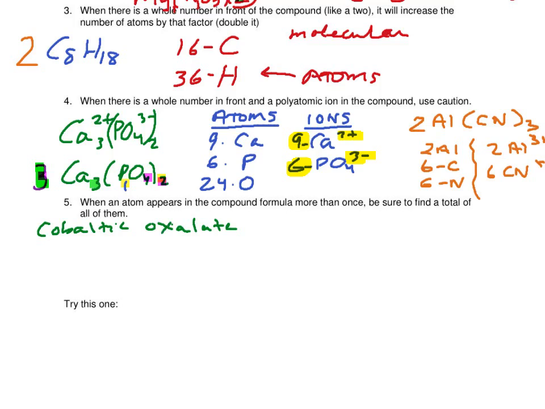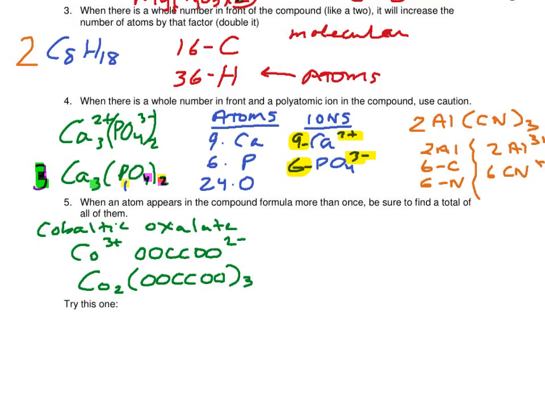Cobaltic oxalate. So let's work through the steps. Cobaltic is cobalt with a 3+ charge. Oxalate is OOCCOO in its expanded form, and that's got a 2- charge. So when you crisscross those, you're going to end up with 2 cobalt ions, a grand total of 6 positives, and you're going to end up with OOCCOO bracket 3 to balance the 2 negatives, times 3 give you 6 negatives.